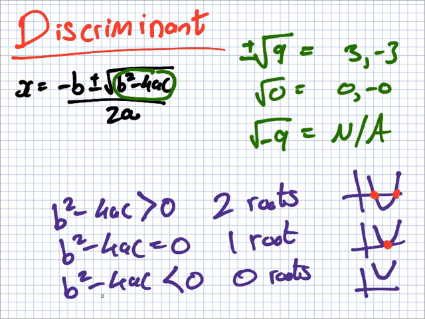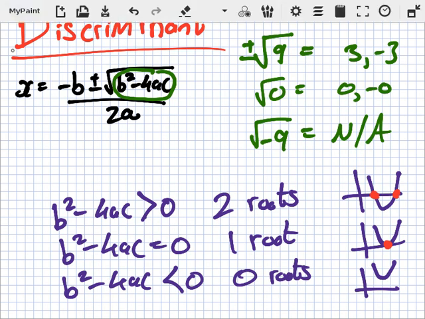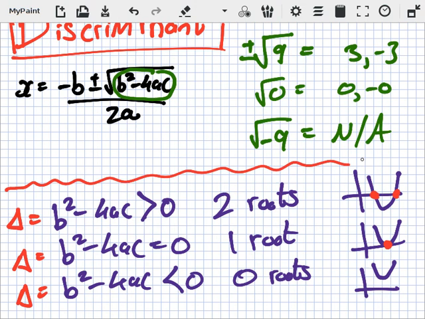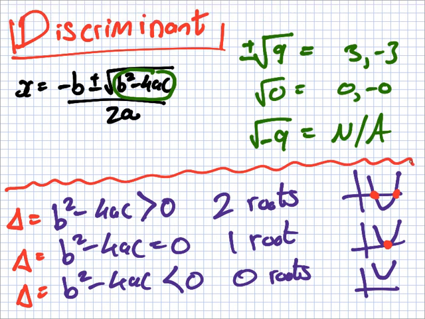Because this is so important, it's given a name. It's called the discriminant, and we usually use the symbol delta to represent it. This is the key result, the key formula, that I have in the box here. So write this down, and we'll have a look at how this applies to some questions now.